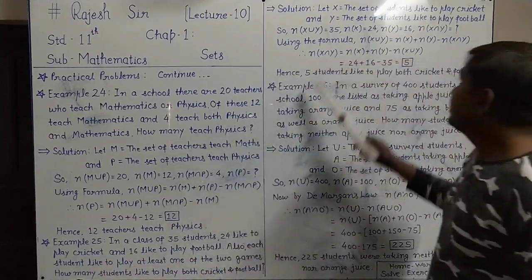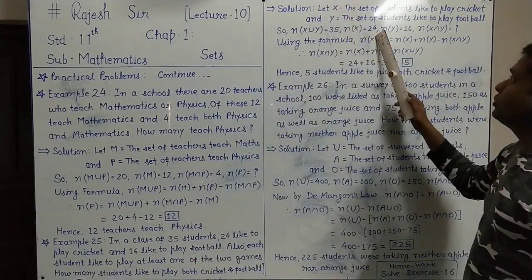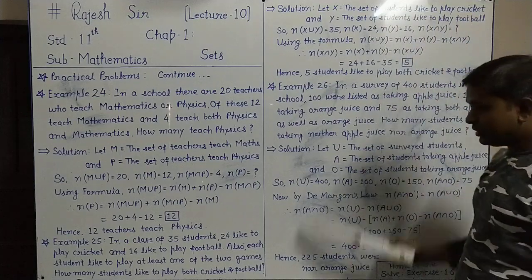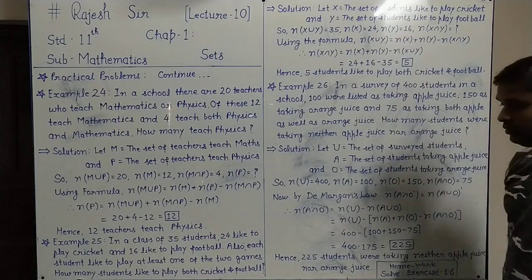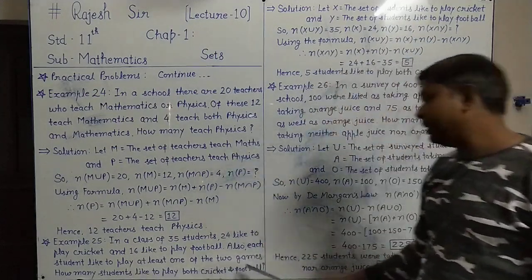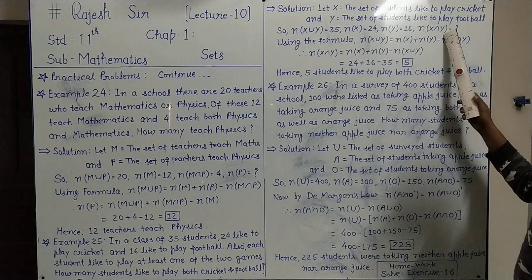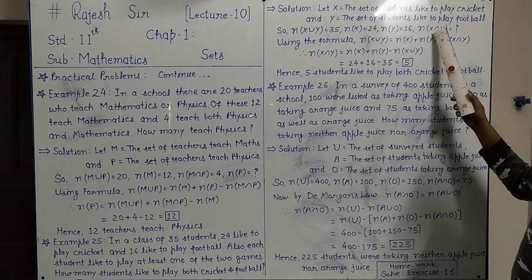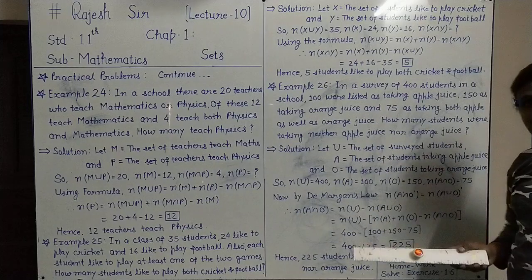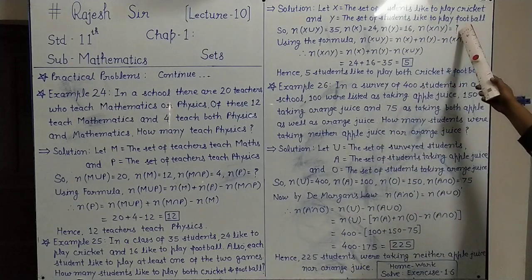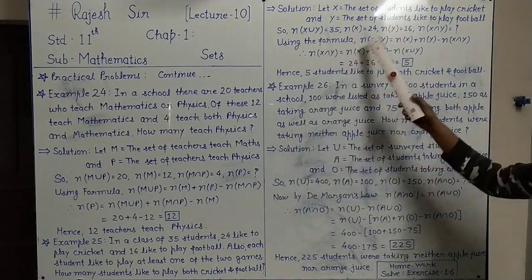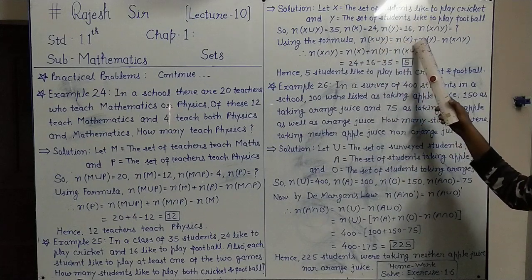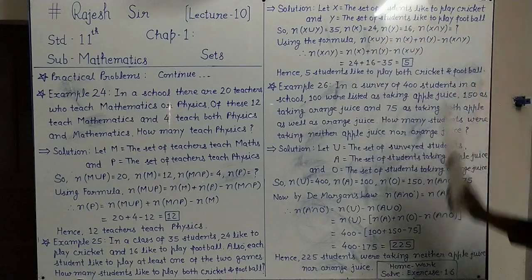24 like to play cricket, for cricket X, so n(X) equals 24, and Y is the football-playing students, so n(Y) equals 16. We want the students playing both games, that means X intersection Y, the students playing cricket as well as football. That number we want to find out, so it is the question mark. Using the same formula again, n(X union Y) equals n(X) plus n(Y) minus n(X intersection Y).